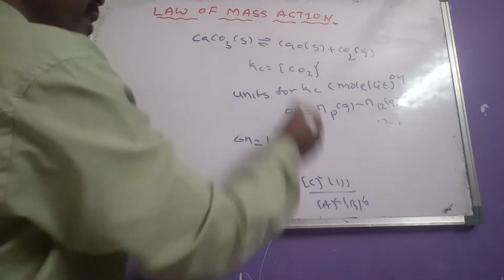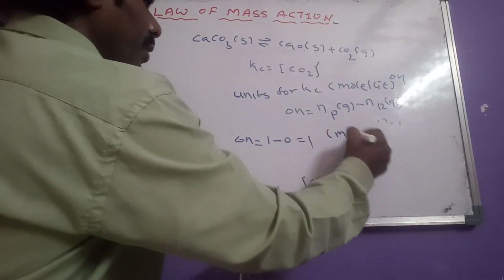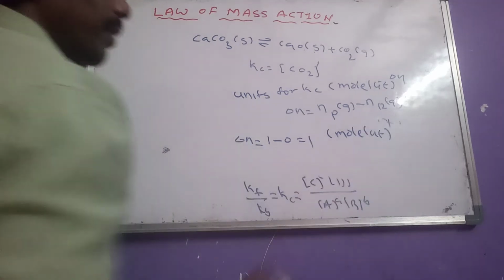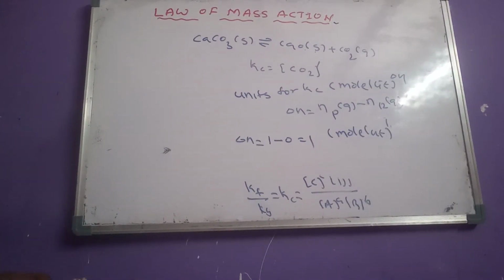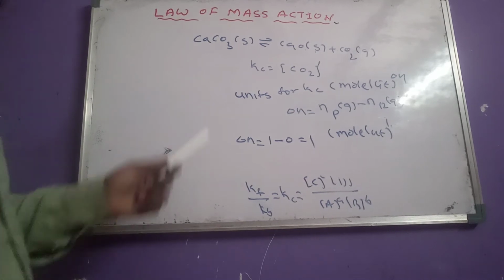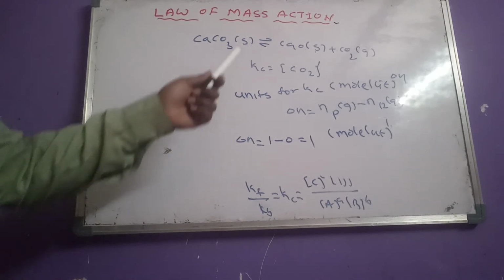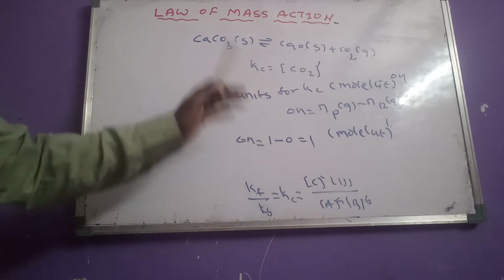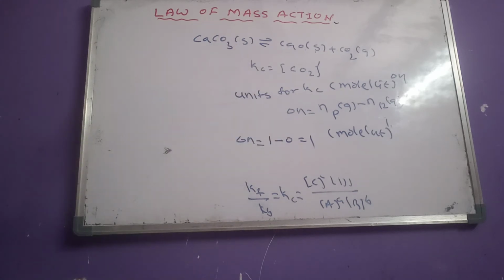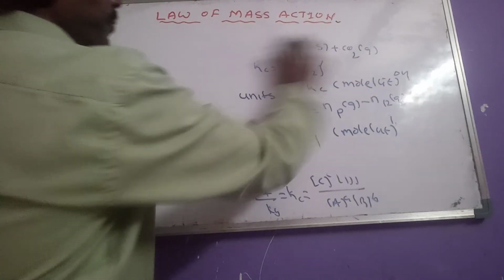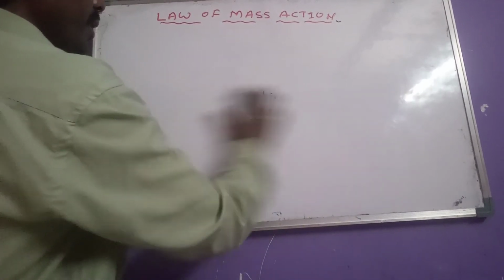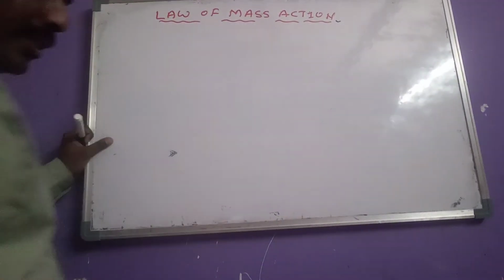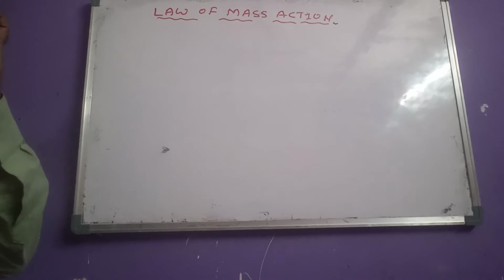Therefore, what are the Kc units? Mole per liter to the power 1 means mole per liter only we can get. Like that we have to write the units for Kc by using that expression, mole per liter to the power delta N expression. Okay, this is regarding Kc. And then we also have to learn the characteristics of Kc.